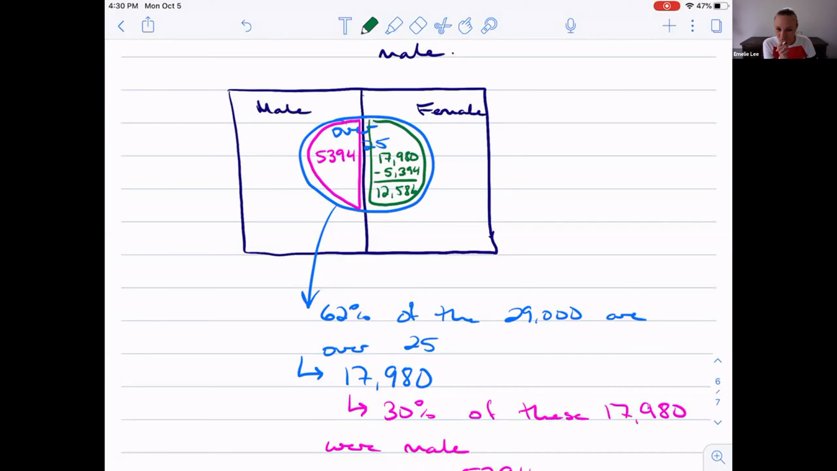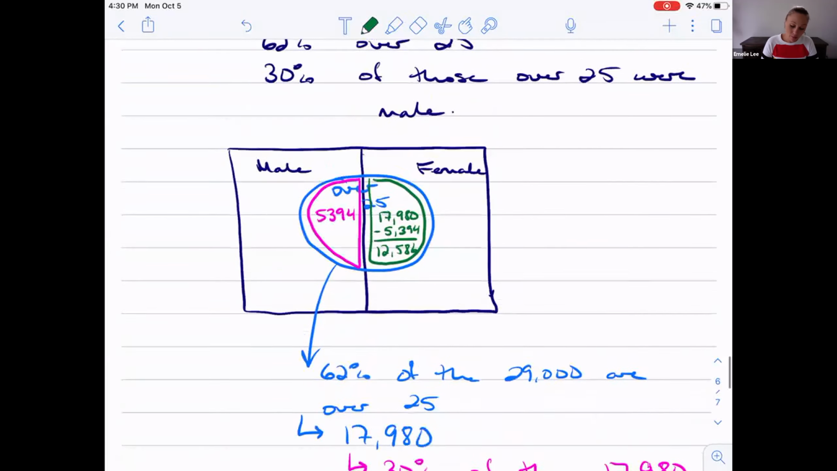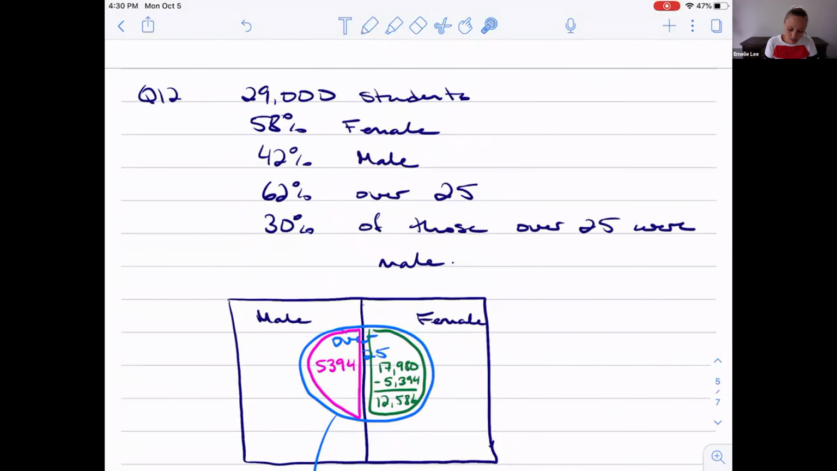I know, sneaky, right? But everything you need is there. You just need to be really picky when you're reading this stuff, right? So 62% of all the students were over 25, but then 30% of those over 25 were male, right? So just be really picky about how you read stuff.